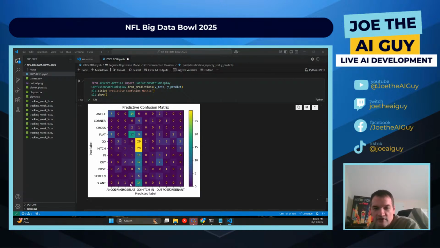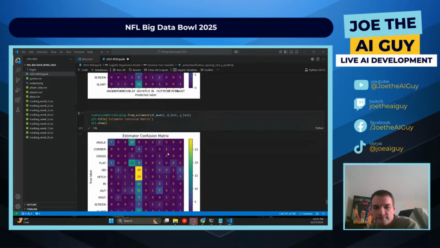You can see very, very similar here with the flat, where it got fairly accurate, at least about 50% accuracy in terms of its performance here, but not the greatest in terms of overall model performance. Like I said, a lot of times it's predicting the go route just as a blanket for everything. And you can see the ones are a little bit spread around, but not a very high accuracy at all.